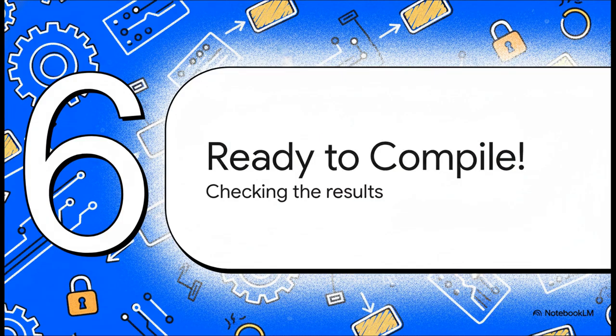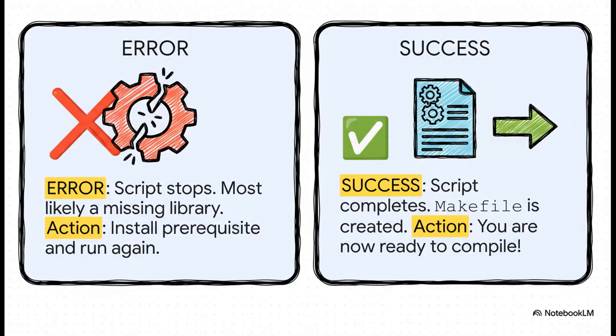So we've run the configure script, maybe even with a few custom options. How do we know we're actually ready to move on? How can we be sure we're ready for the next big step, the compilation? Well, it really just boils down to two possible outcomes. If it fails, the script will stop dead in its tracks and spit out an error message. Nine times out of ten, this just means you missed one of those prerequisites. So the fix is easy. You read the error, install what's missing, and just run ./configure one more time. But if it succeeds, the script will finish quietly. Your makefile is created and you are good to go.